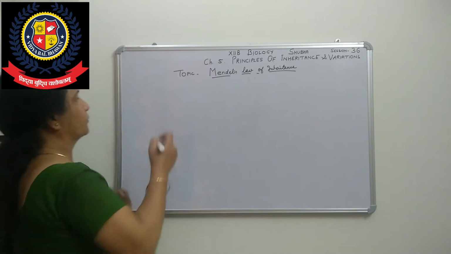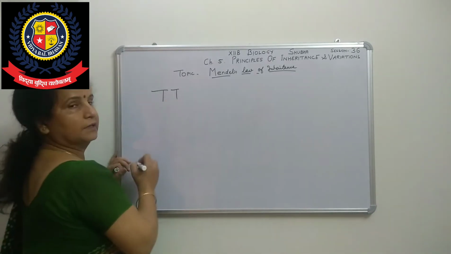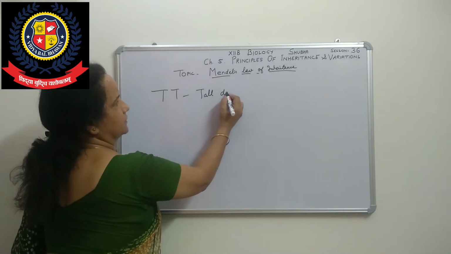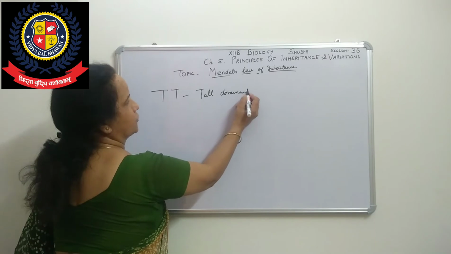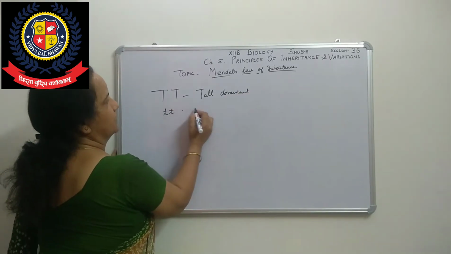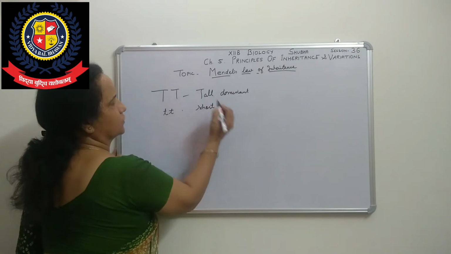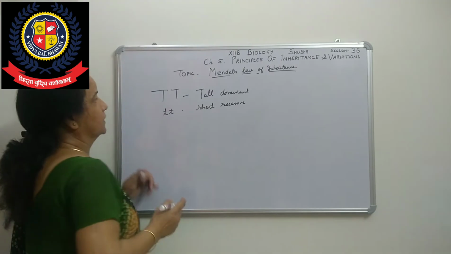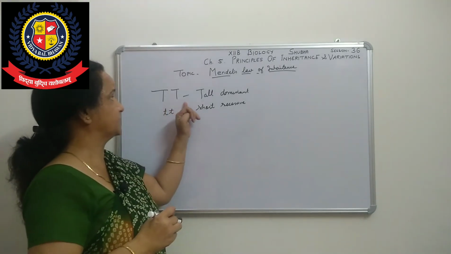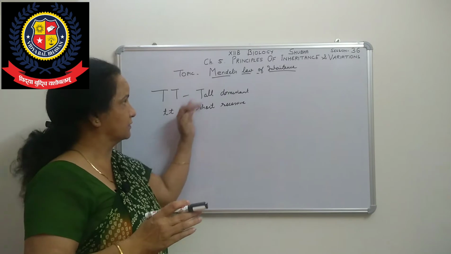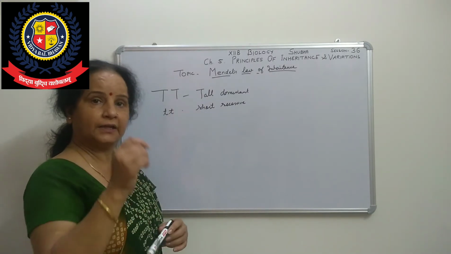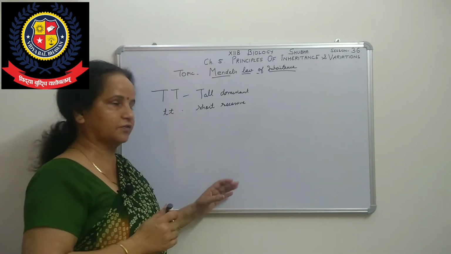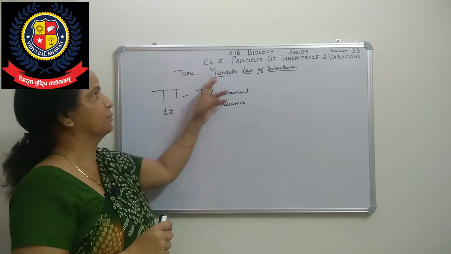As in the example of the tall plant, tall is the dominant trait, so it is capital T, and short is the recessive trait, so it is small t. We did this in the previous class. Like this, Mendel discovered dominant and recessive traits using pure breeding lines, with 7 contrasting traits, which we discussed in the previous class. Today we will see what Mendel's law is.